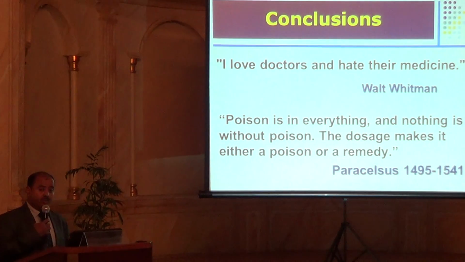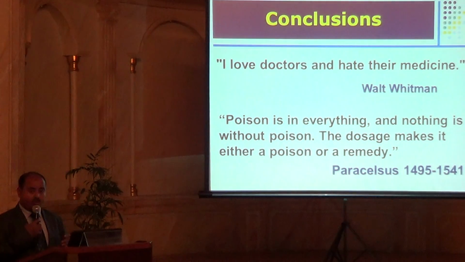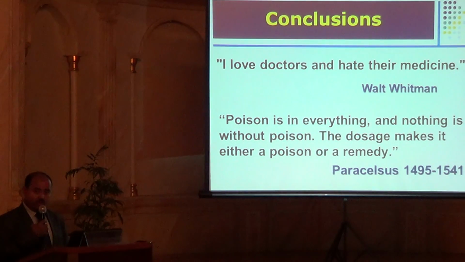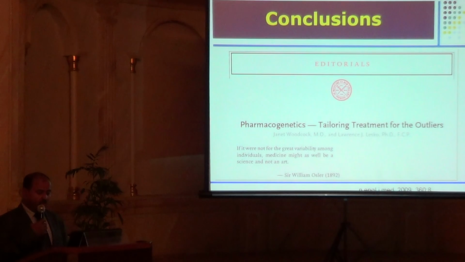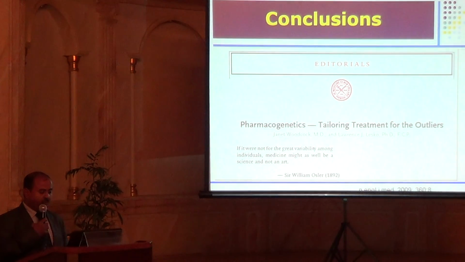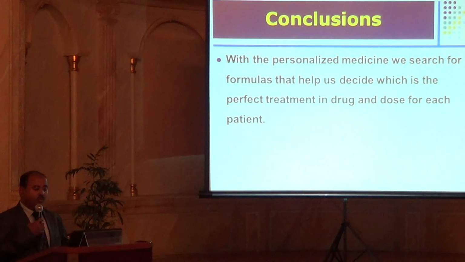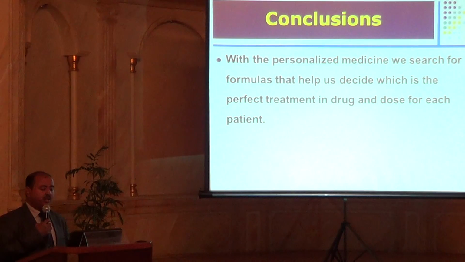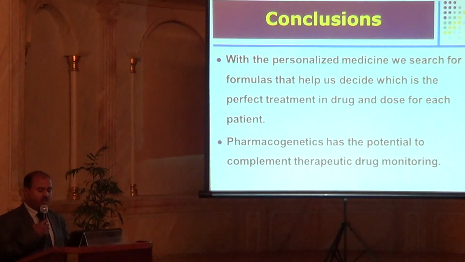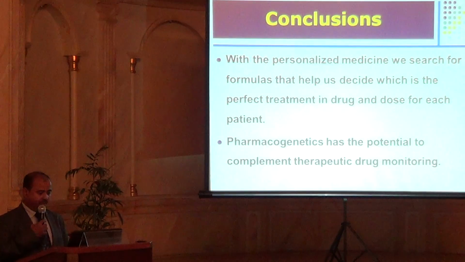To know the proper dose for certain patients, we should know everything about the drugs and pharmacogenetics. And today I added the pharmacogenetics of patients. And if we know pharmacogenetics well, we are dealing with an art of medicine, as Sir William Osler mentioned: if it were not for the variability among individuals, medicine might as well be a science and not an art. With personalized medicine, we search for formulas that help us decide the perfect treatment in drug and dose for each patient. Pharmacogenetics has the potential to complement therapeutic drug monitoring, so drug monitoring is not enough for all patients.